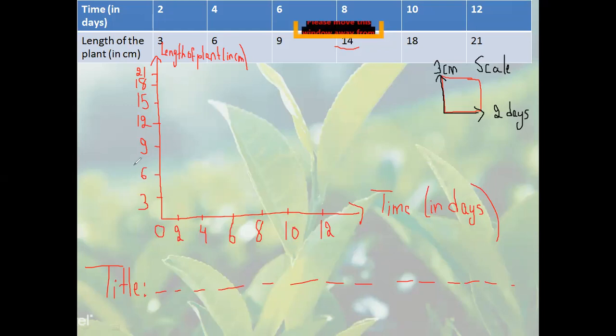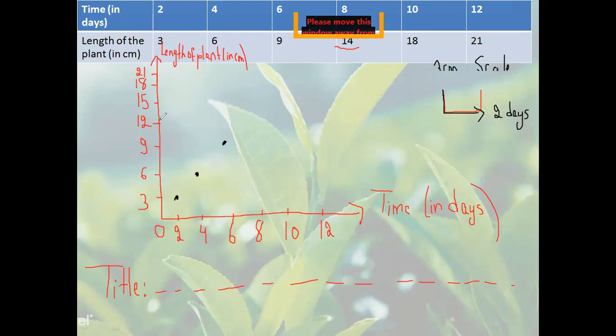Let's move now to the graph. At time 2 days, the length of the plant was 3. Then let's continue. At time equal to 4 days, the length was 6. At time equals 6 days, it was 9 centimeters. At time equal to 8 days, it was 14. Wait a minute, where is 14? It's before 15.